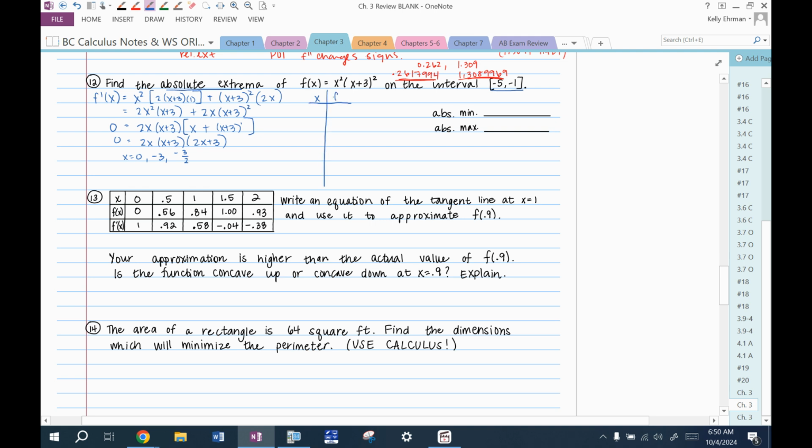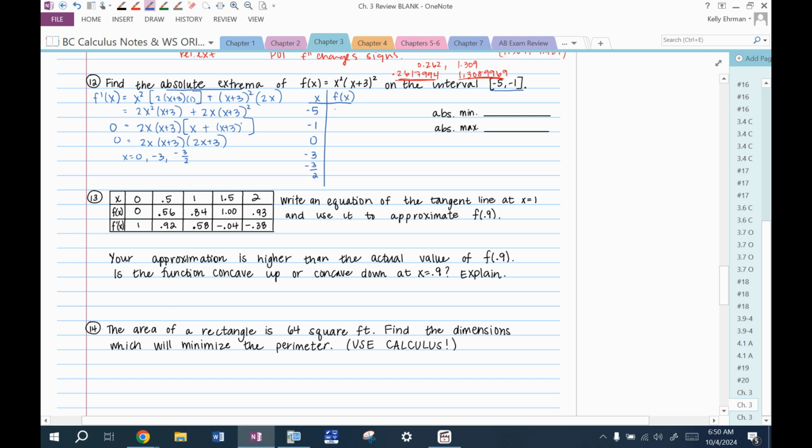What are the candidates? They are the endpoints, which I always just list right there, and then the critical numbers. So I'm not worried about going in order for these numbers. I'm just writing them down. And then we need to plug each of these into f of x.